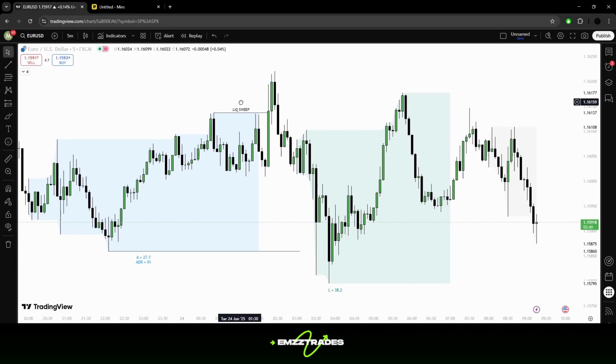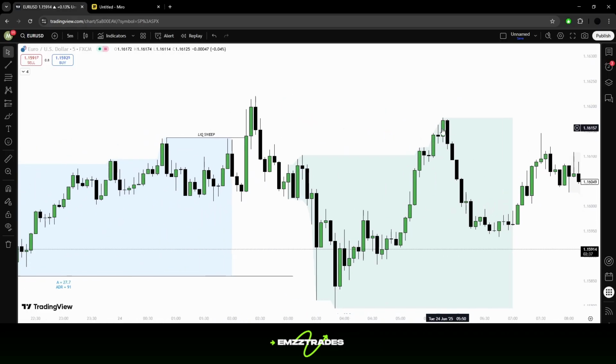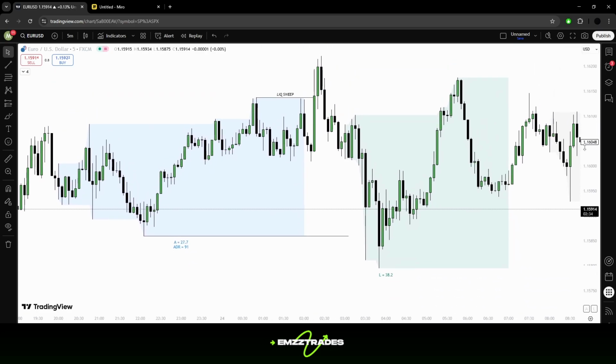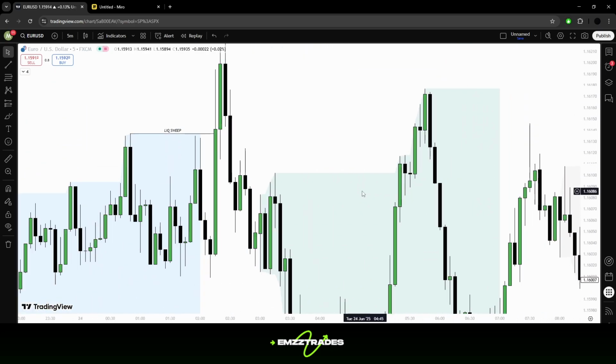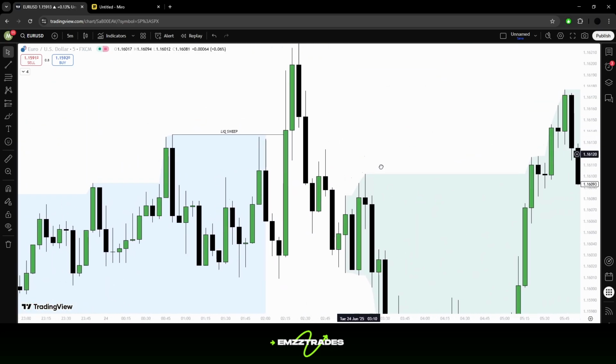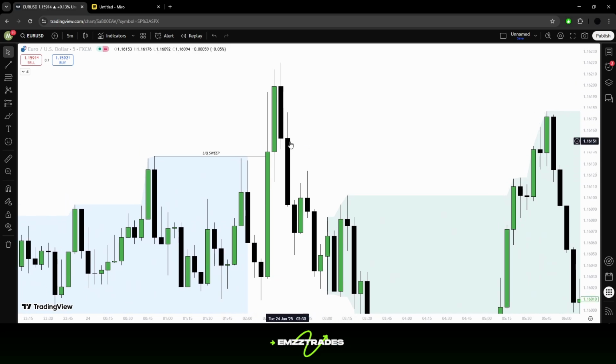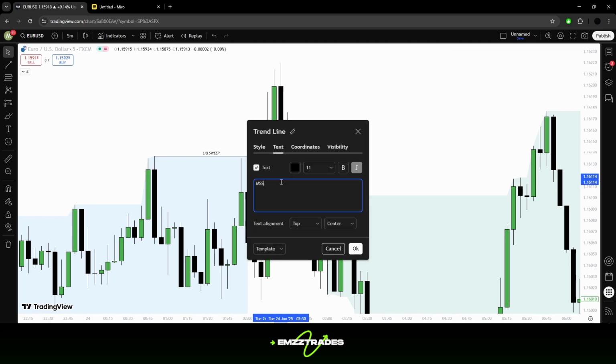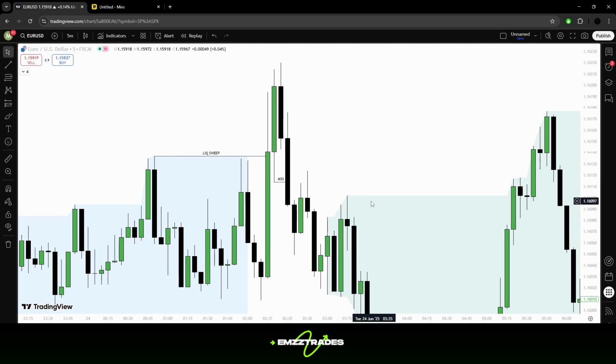So what we're looking for here is a very good market structure shift, which gives us our break of structure. As you can see, price goes up and then it goes down and it sweeps this candle right here, which gives us a very good but very unnoticeable market structure shift. Not many people would notice this, but if you're a very high level trader like me, then you would easily notice this market structure shift.